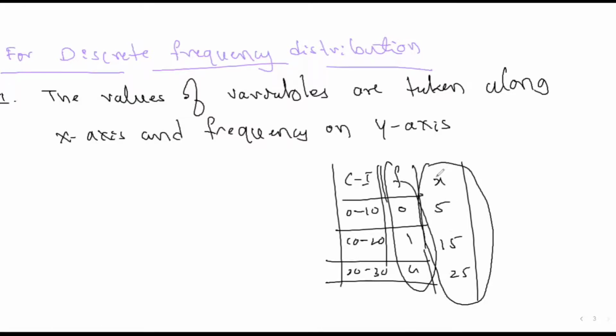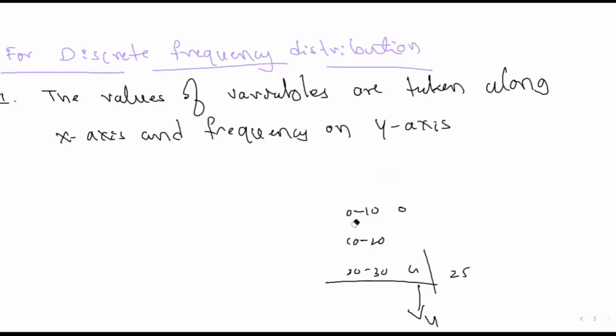Suppose in your question they give these two values themselves, then there is no problem. You can take this along the x-axis and this along the y-axis. Suppose they are given in the form of class intervals, then we just have to convert like this, that is, find the midpoints. So this is the very first step: consider values of the variable on the x-axis and frequencies along the y-axis.